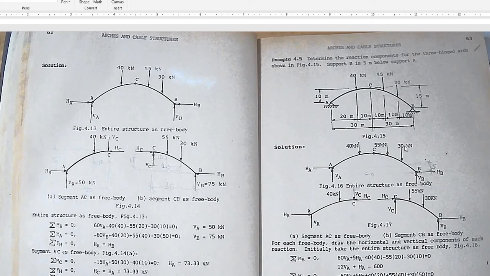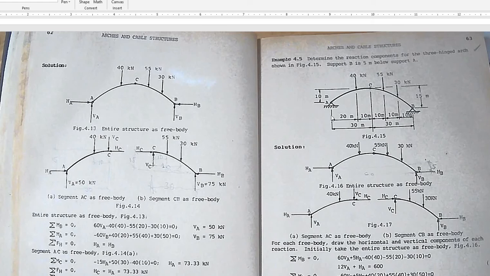So, ibig sabihin, you consider the whole structure from point A to point B or from point B to point A. So let's take moment at point B. Now, this time, since magkaiba sila ng elevation, dalawa ang i-consider mo dito sa reaction at A. You have the vertical reaction and the horizontal reaction at A.